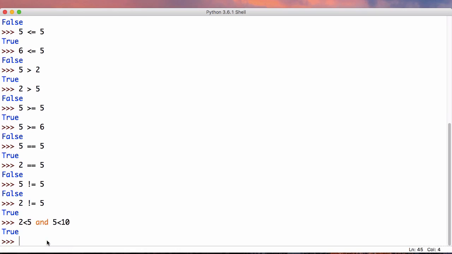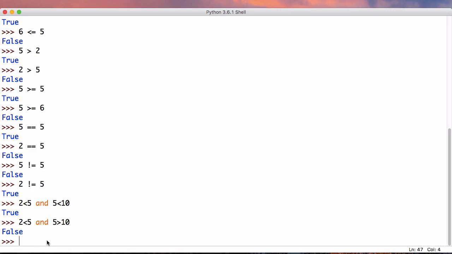Now if I have 2 is less than 5 and 5 is greater than 10, as you can see 5 is not greater than 10, and this should give me false. So for an AND operation to work, both the conditions should return true. If one among them returns a false, my answer would be false.